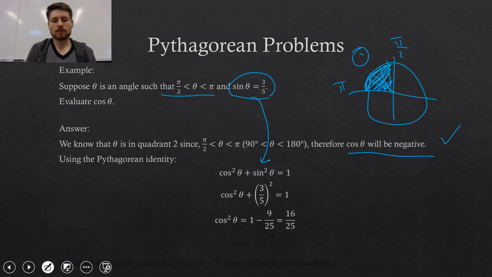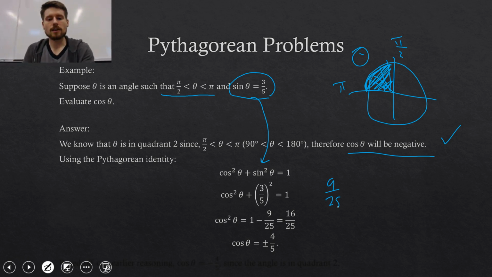Subtract it from both sides, so we get 1 minus 9 over 25. That's 16/25. Taking the square root of both sides reveals what cosine is. Seems like cosine is either positive 4 over 5 or negative 4 over 5. It can't be both, because we've locked down that angle into one quadrant. So what will the answer be? Is cosine positive 4/5 or negative 4/5?